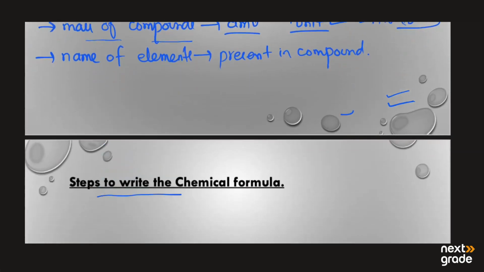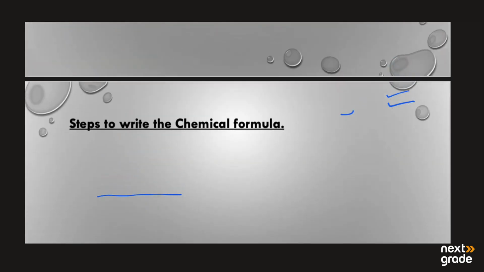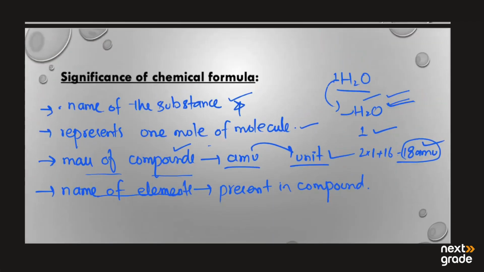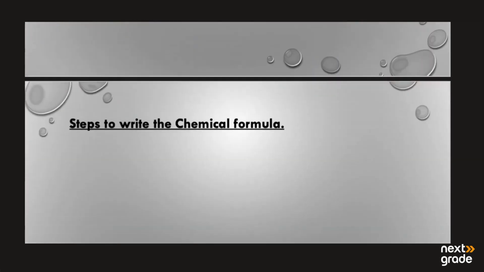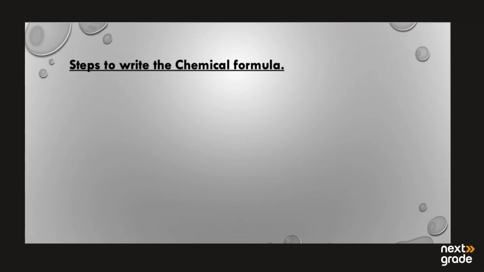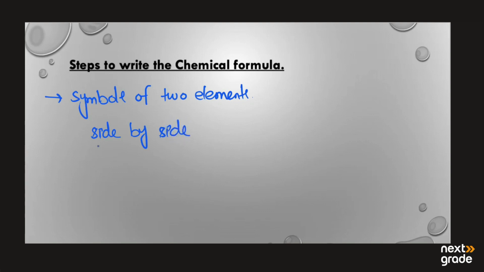So let's discuss the main steps used to write the chemical formula. Here we have the steps. The first step is that you must know the symbols of the two elements, and they must be written side by side.